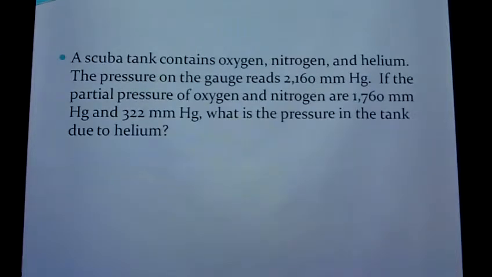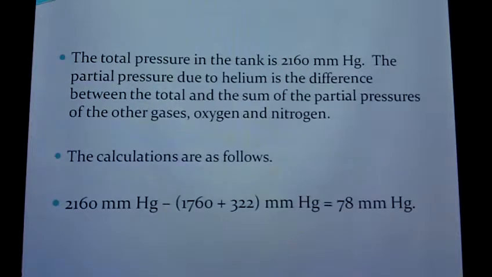It says a scuba tank contains oxygen, nitrogen, and helium. The pressure on the gauge reads 2,160 millimeters of mercury. Now, if the partial pressure of the oxygen and the nitrogen are 1,760 millimeters of mercury and 322 millimeters of mercury, what is the pressure in the tank due to helium? So we know the partial pressures of 2 of the gases, the oxygen and the nitrogen. The question is, what is the pressure due solely to helium? Well, we also know the total pressure. It's 2,160. So we can set up the problem as follows.